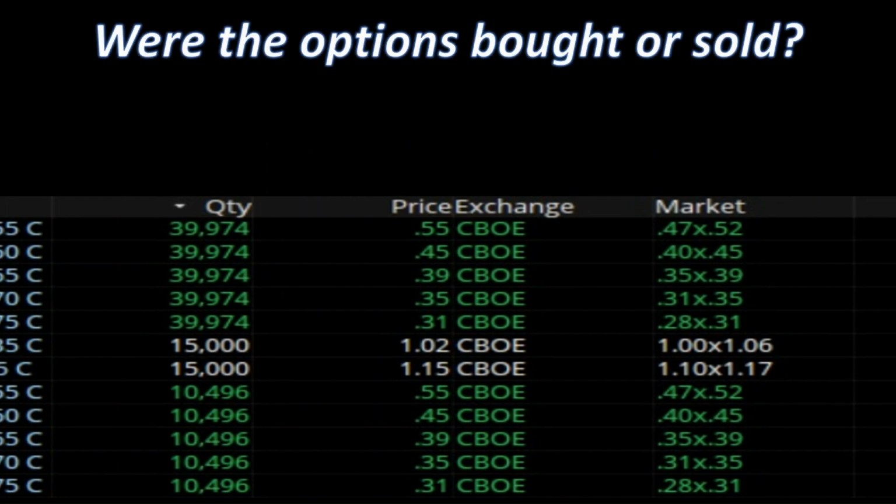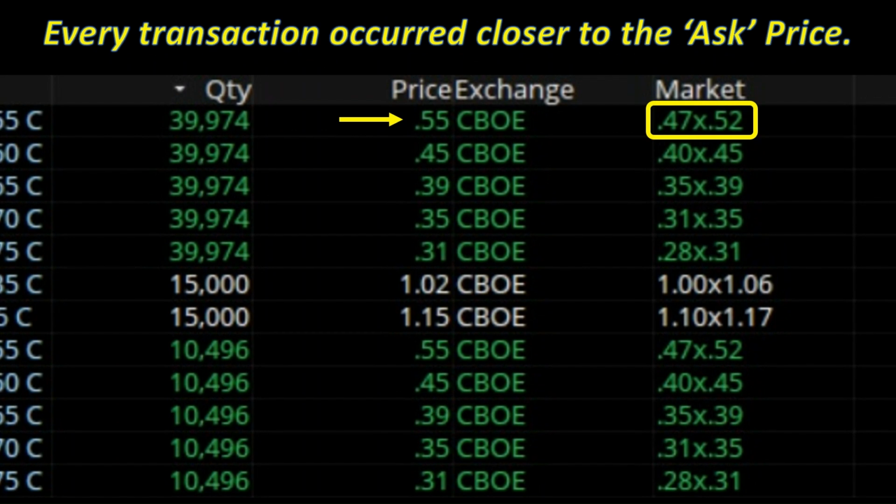Were the options bought or sold? Well, again, we see here the trade went off at 55 cents, and at the time the market was 47 by 52. Every one of these trades was a purchase. Take a look at this. 45 cents, that was the execution price, and at the time the bid-offer, the buy and sell price, was 40 to 45. That was a buy. This trade went off at 39 cents when the market was 35 to 39. This was at 35 when the market was at 31 to 35. This trade was at 31 when the market was 28 to 31. Every single one of these was a buy trade.